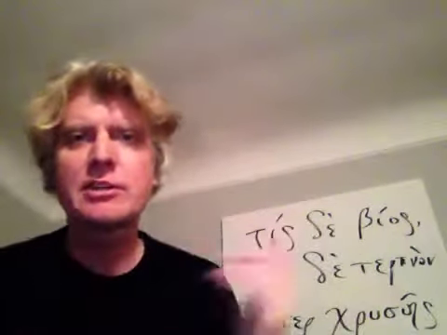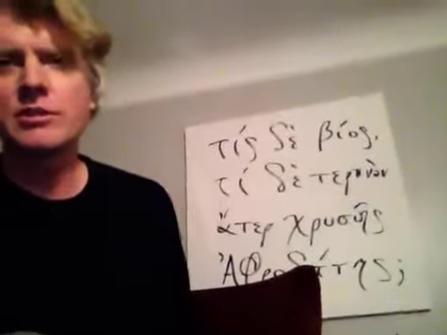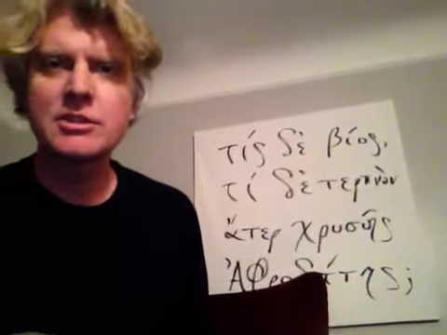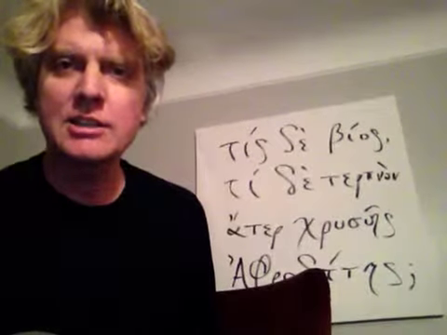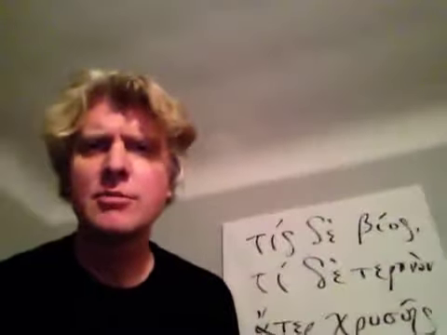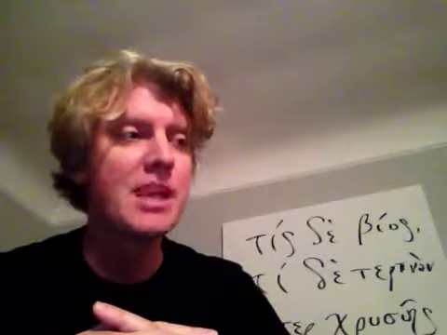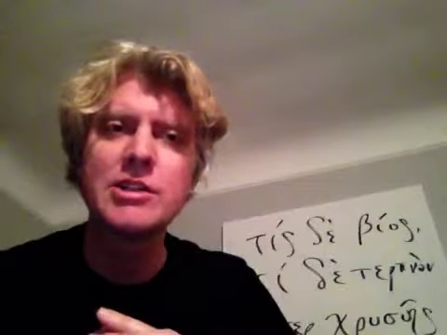And for those of you that have been sitting on pins and needles and are curious about the ancient Greek, I will go ahead and translate it for you, and maybe you can already read it, but it says, "Tis de bios, ti de terpnon ater chryses Aphrodites." And that's one of my favorite lines from the archaic Greek poet Mimnermus. And it means, what is life, what is pleasure without a golden Aphrodite? Classic Greek poetry.